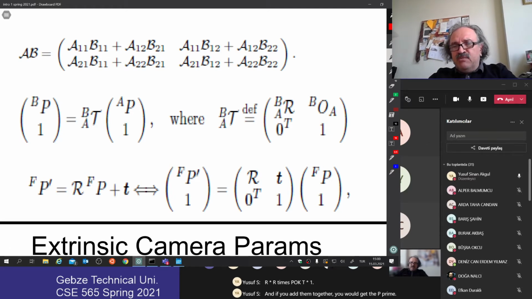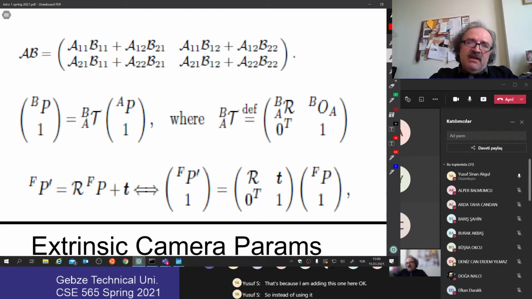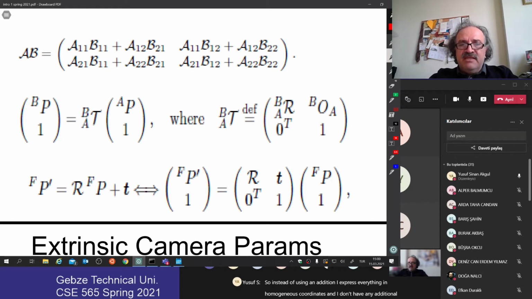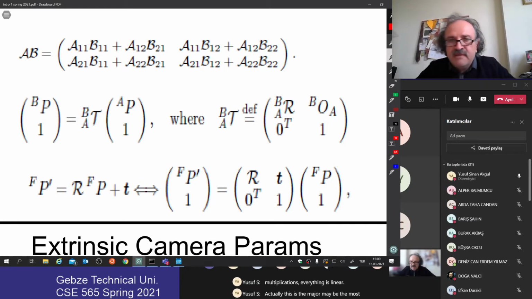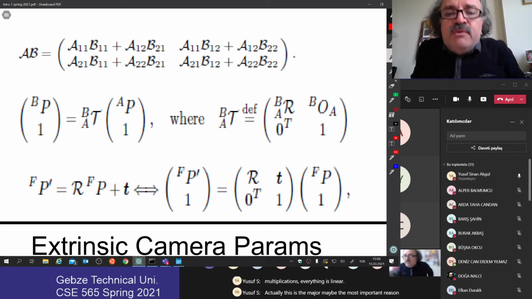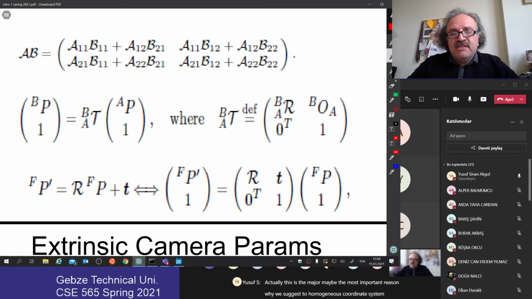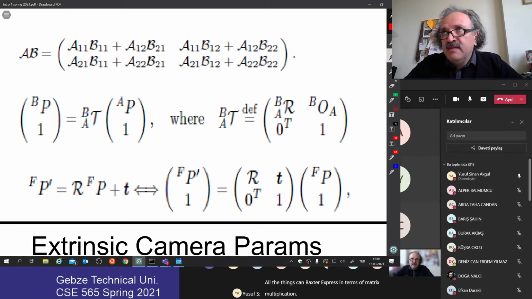That's because I am adding this one here, okay? So instead of using an addition, I express everything in homogeneous coordinates, and I don't have any addition anymore. Everything is expressed in terms of multiplications. Everything is linear. Actually, this is maybe the most important reason why we switch to the homogeneous coordinate system, because with homogeneous coordinates, all the things can be expressed in terms of matrix multiplication. Okay. Good. Any questions so far?